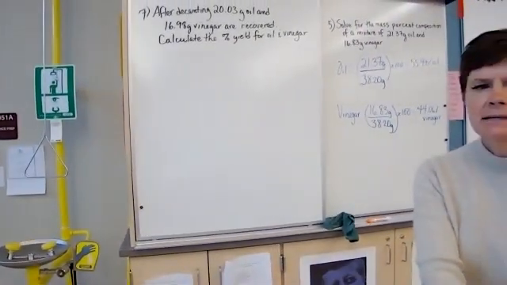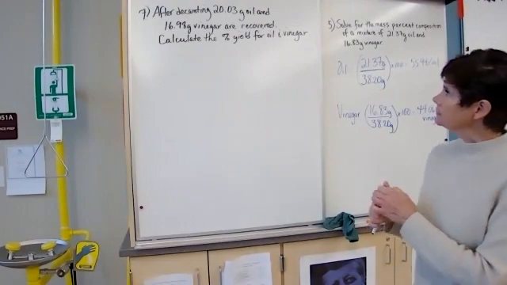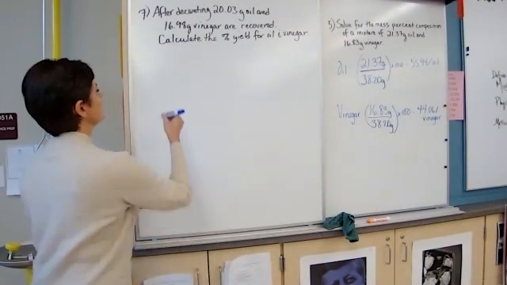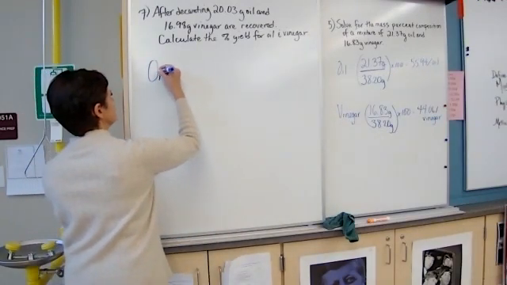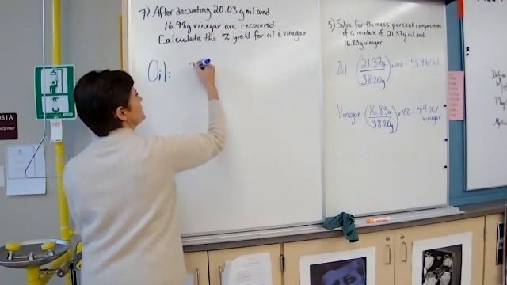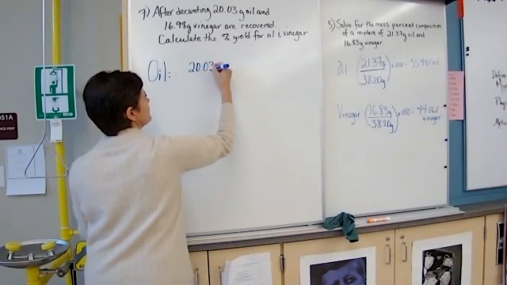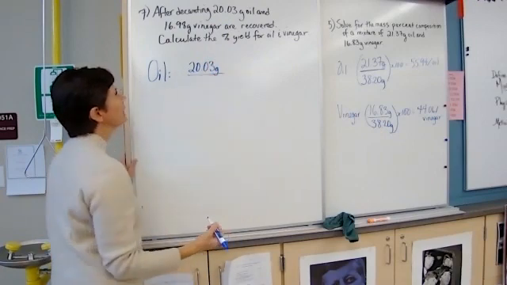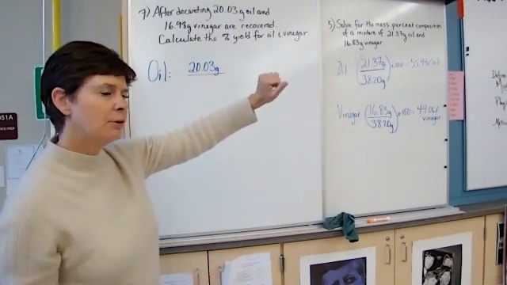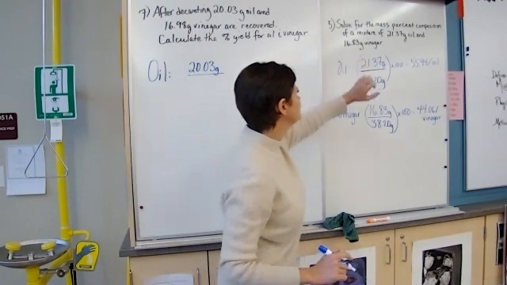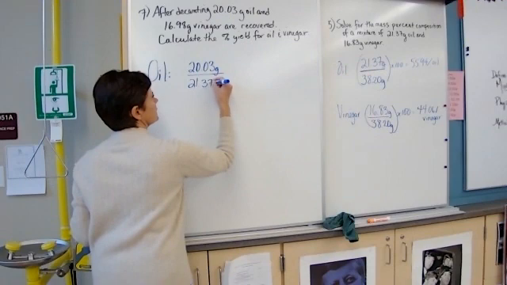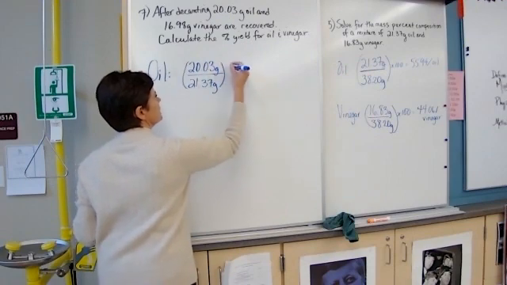So after decanting the 20.03 grams of oil, we want to find the percent yield for the oil. So once again, our oil, we'll take what the actual yield was when we separated and divide it by the mass of oil that we started with, which if we look over at that original value, was 21.37 grams. And we'll take that times 100.